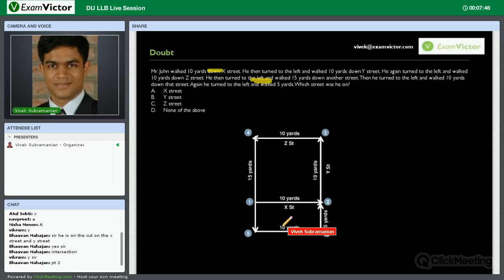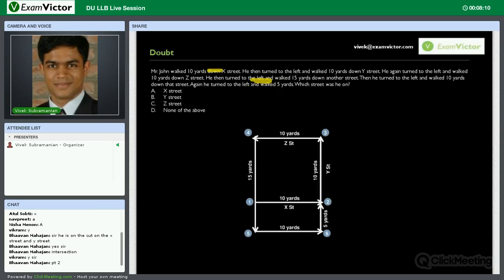We are not told the name. We are just told that he turned left and walked 10 yards. So from 5 he is moving to 6, and this distance is 10 yards. Again he turned to the left and walked 5 yards. Which street was he on? So now at 6 he turned left and walked 5 yards. So now you can see the diagram is making sense, right? He's reached back to point 2 again.